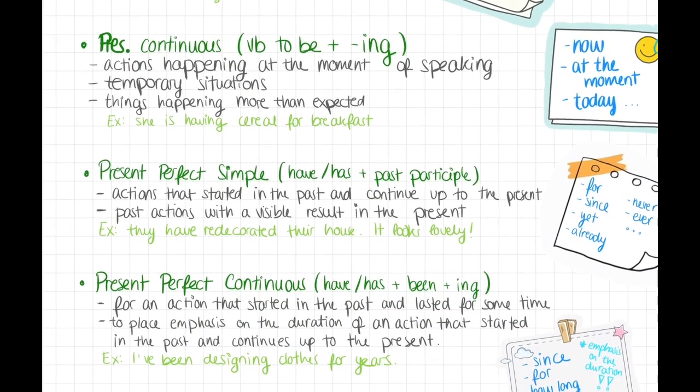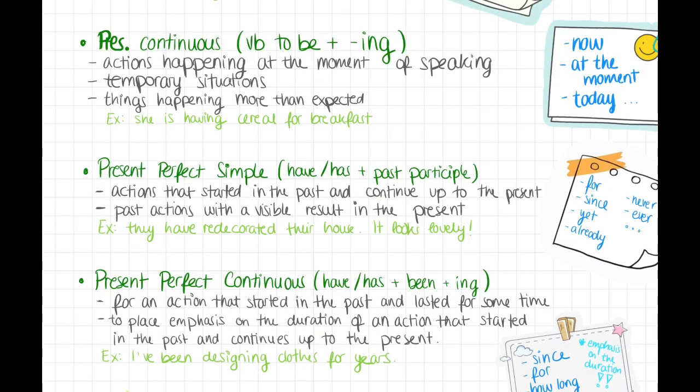Okay, the next tense is the present perfect simple. It's formed by using have or has plus the past participle, which is the third column. It's for actions that started in the past and continue up to the present, or for past actions with a visible result in the present. For example, they have redecorated their house. It looks lovely. So that's something that they did in the past and has a visible result.